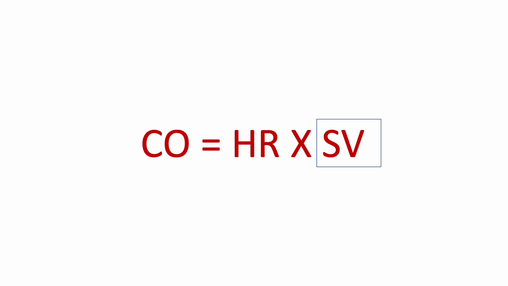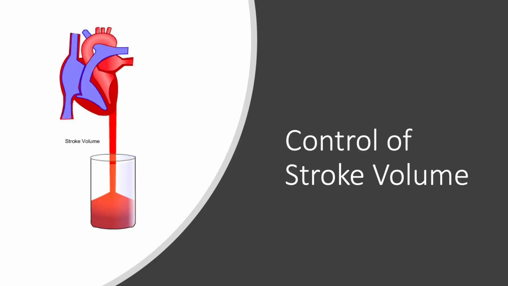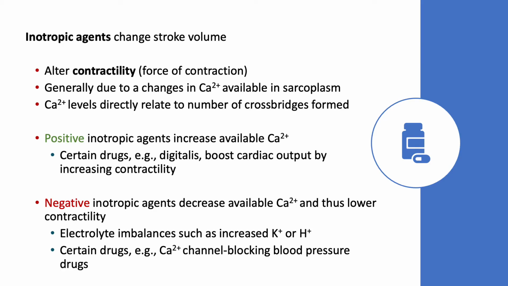Right, let's finish up today then by talking about that second determinant of cardiac output, stroke volume. Now, when we change stroke volume, this is going to be due to inotropic agents. Okay? So inotropic agents, such as epinephrine or norepinephrine, we saw that they were able to alter contractility. So contractility, that's a new word for us. That just means the force of that contraction. And the harder we contract, right, more forceful contraction, that's going to increase our stroke volume.